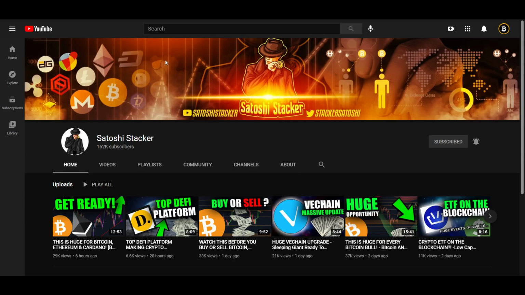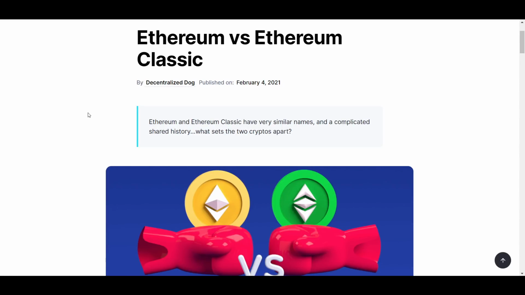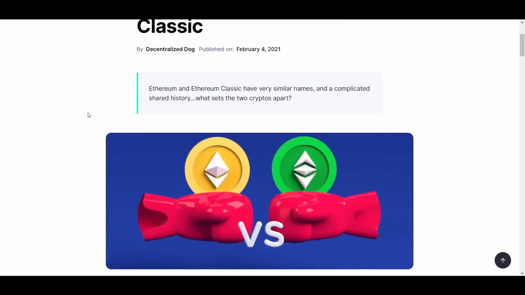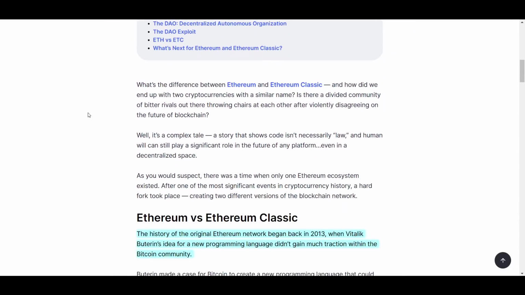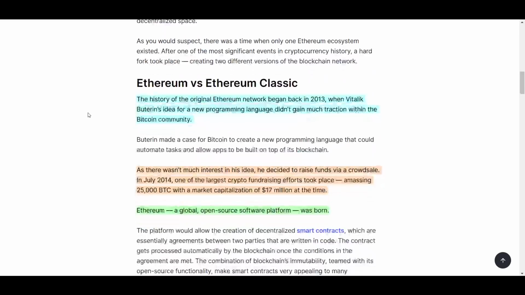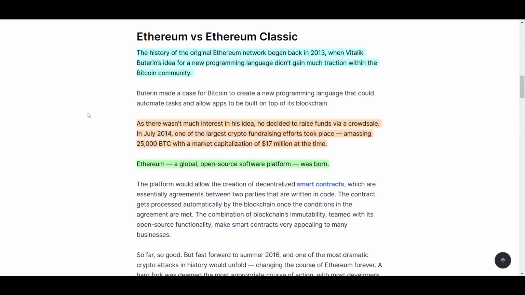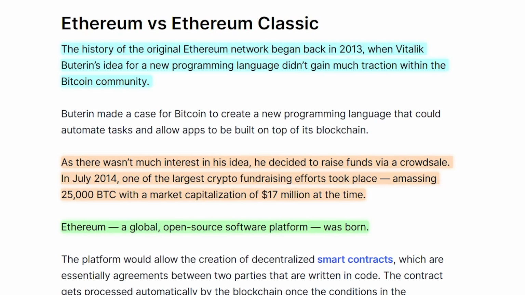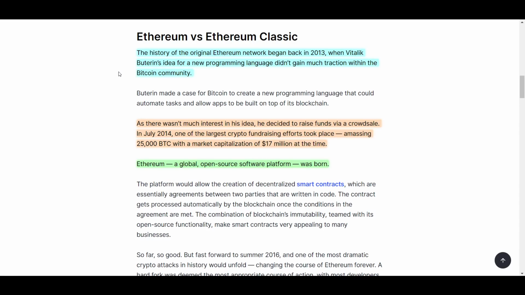The story of Ethereum and Ethereum Classic is actually a fairly old one, at least in terms of the age of the crypto space, as it took place back in 2016. Ethereum was originally created when Vitalik Buterin proposed using a new programming language for Bitcoin that could allow apps to be built on top of it. That idea did not receive much support, so he decided to make his own blockchain where he could implement that programming language and his idea for apps on the blockchain.